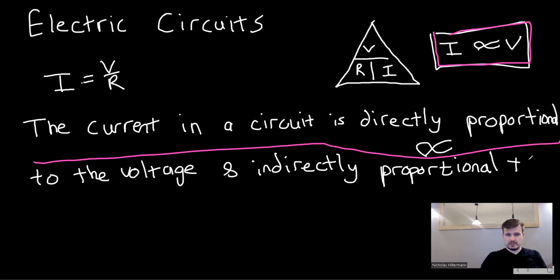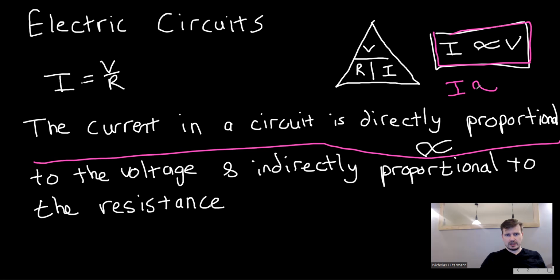to the resistance. Is that the same in both parallel and series? Yeah, but it's something different to start when we start to. So this, by the way, shorthand for this, I directly proportional to 1 over R. That just means indirectly proportional because of the 1 on the top.